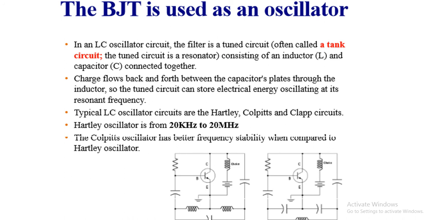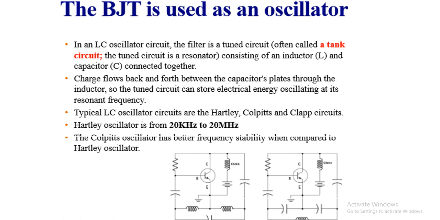The BJT is used as an oscillator. How to use a BJT as an oscillator? In an LC oscillator circuit, the filter is a tuned circuit, often called a tank circuit. The tuning circuit is called a tank circuit.